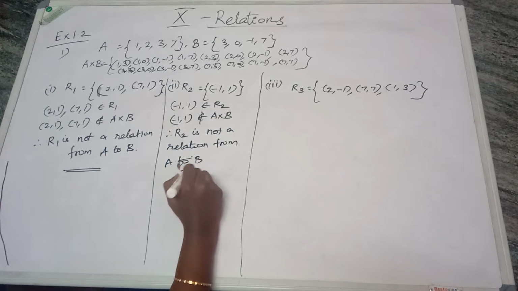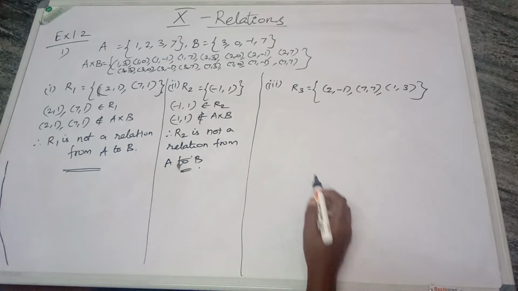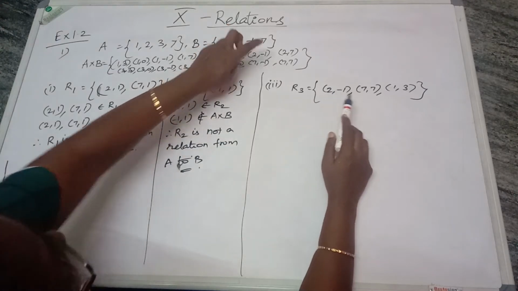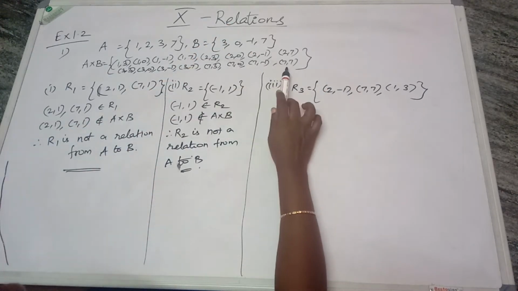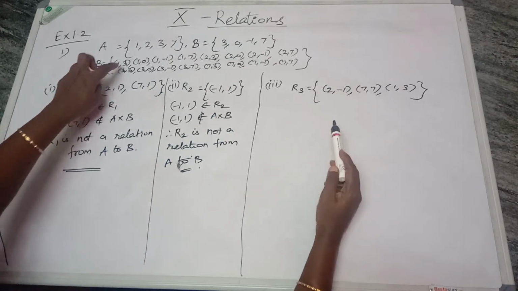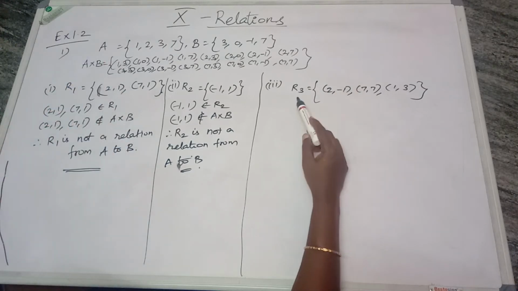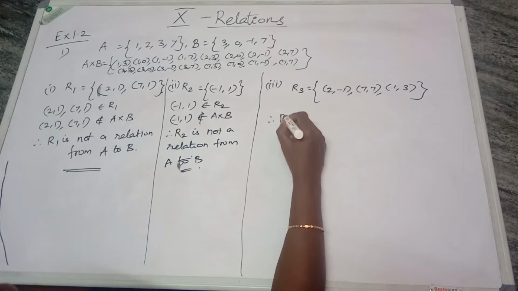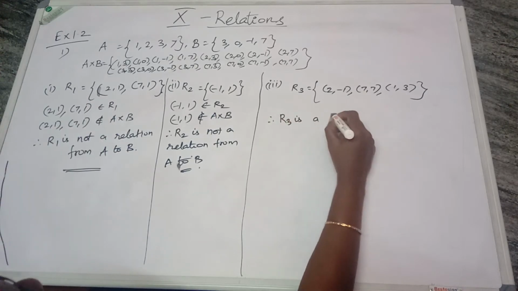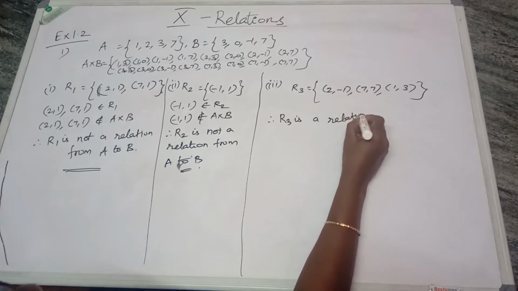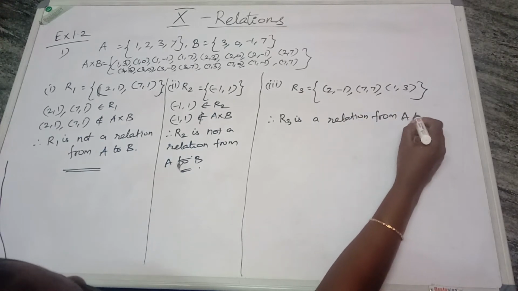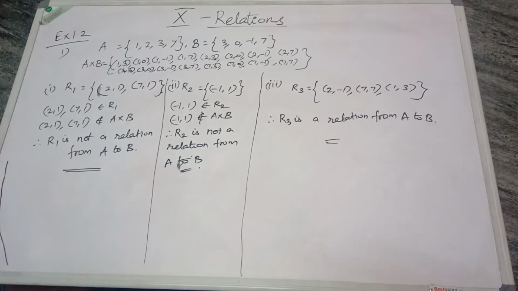And then see R3. (2, -1) is here. And then (7, 7) is also here. And (1, 3) is also there. So each and every element in R3 is in A cross B. Therefore, R3 is a relation from A to B. Then they have given the fourth one.